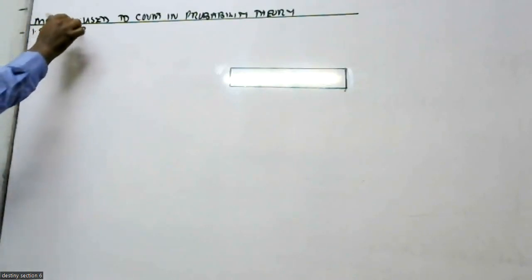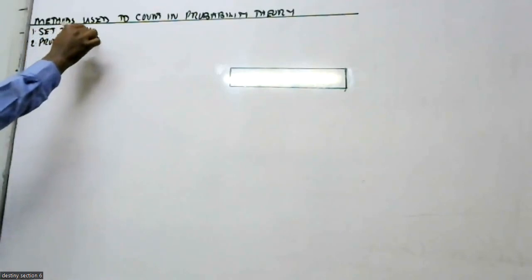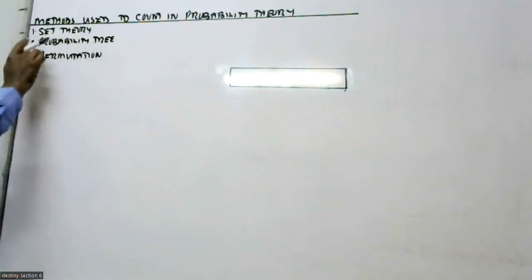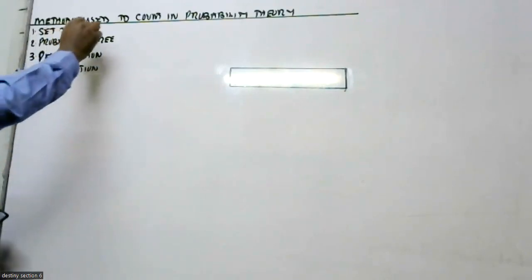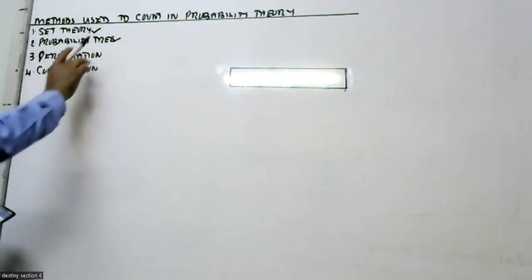So number one, set theory. Number two, probability tree. Number three, permutation. Number four, combination. So the first two we already have discussed. We have discussed set theory. We have discussed probability trees. So let's start with this one, permutation.